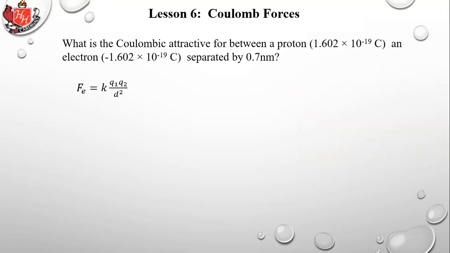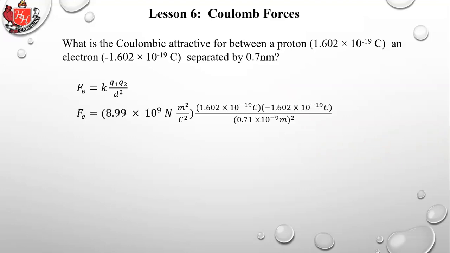So there is the Coulomb's Law formula, and there are the numbers plugged in. So let's take a look at them. On the left is Coulomb's constant, that's the K, and the units are Newton meter squared over Coulomb squared. And then on the top are the two charges, Q1 and Q2, and they're both exactly the same except one of them is negative. And on the bottom is the distance. So let's look at the distance. The distance is 0.7 nanometers.